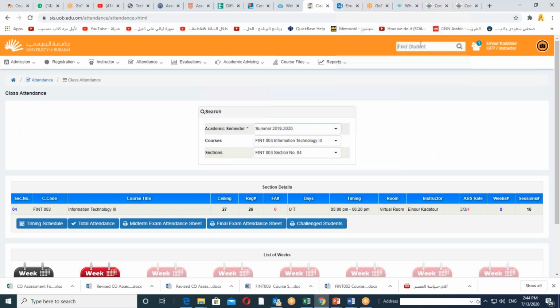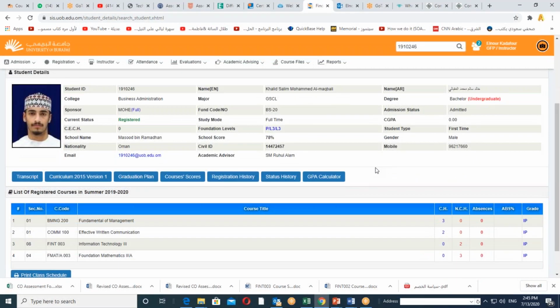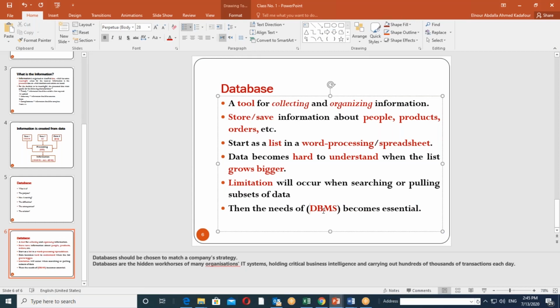For example, right now, if I write the ID 1910246, I am having an electronic system. Whose ID is this? Is it Khalid? I think so. So the information regarding Khalid will come, everything in front of me. This is by the help of this electronic system. So it solved my problems completely, right? So simply, this is a database.